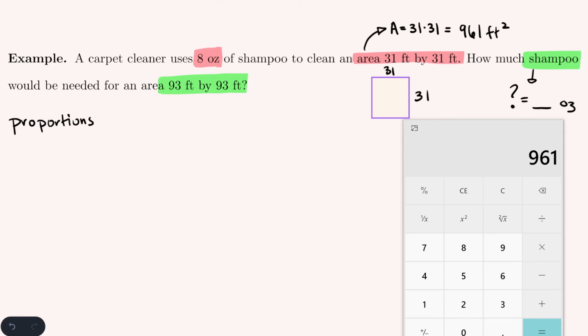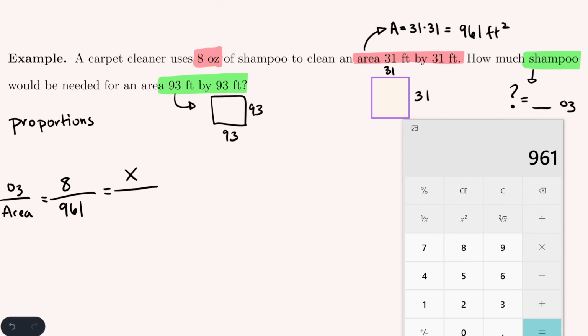So in setting up the proportion, we compare like things across like things. So I'm going to do ounces over area. For the smaller portion, it took 8 ounces to cover a 961 foot squared area. And for our larger portion that we don't understand, it takes an unknown amount of ounces, maybe we'll call that X instead of question mark, to cover an area. Well, here I need to calculate this area. Again, this is a square, 93 by 93. So its area is 93 times 93. And that will be 8,649.